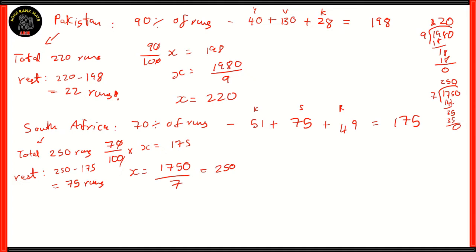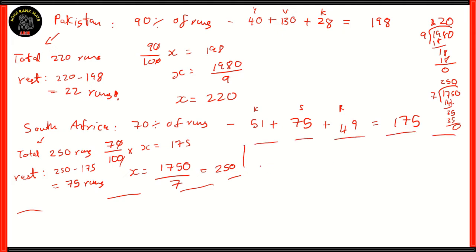So therefore, against South Africa, India scored 250 runs. 175 was scored by the three top-scoring batsmen, while the rest of the team contributed another 75 runs.